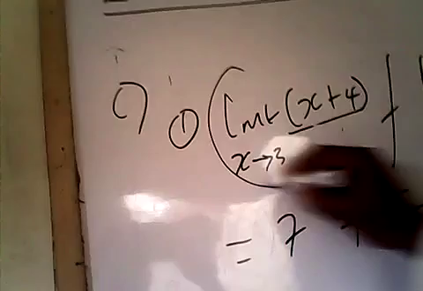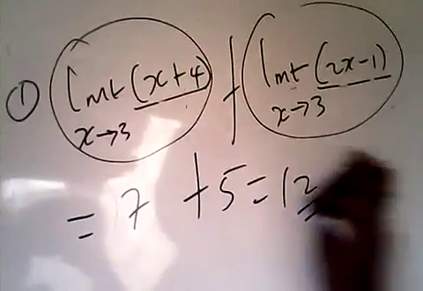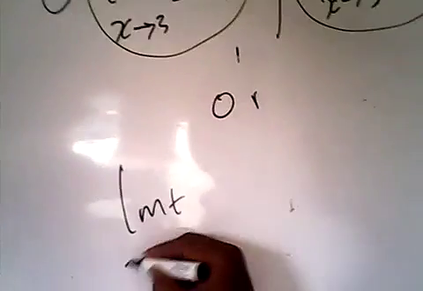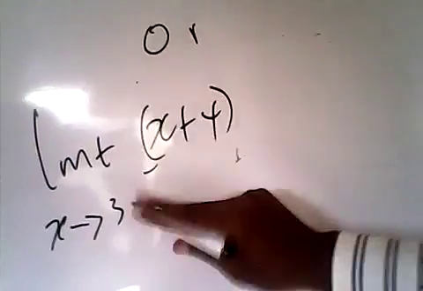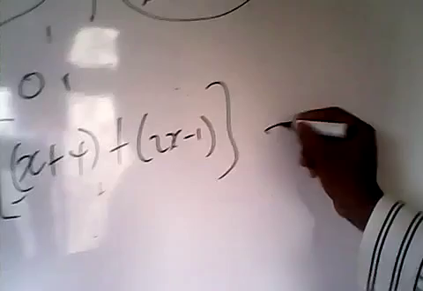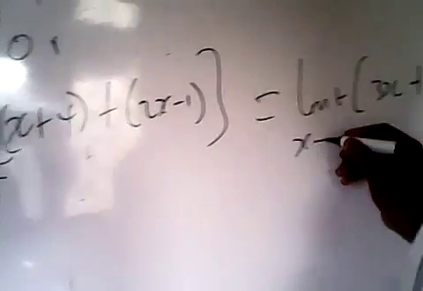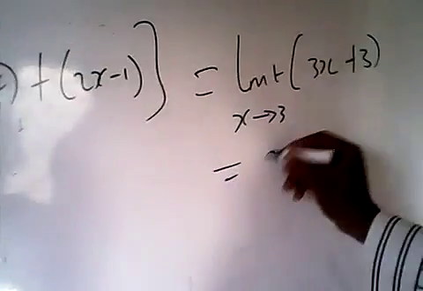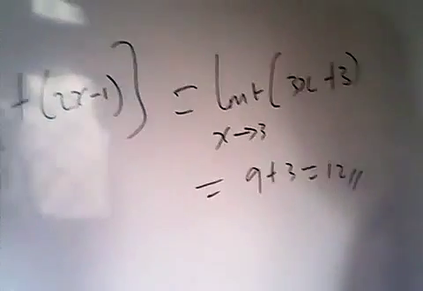We just obtain the limit of this and the limit of this with reference to 3. Then we add up the answers. Alternatively, we say limit as x tends to 3 of x plus 4, then in the bracket, make this a square bracket, then plus 2x minus 1. Now, by expansion, we have the limit of x plus 2x, that's 3x, 4 minus 1, that's 3, as x tends to 3. So 3x is 9, plus 3, so we have 12. So the two rules can be applied and we get the same thing.